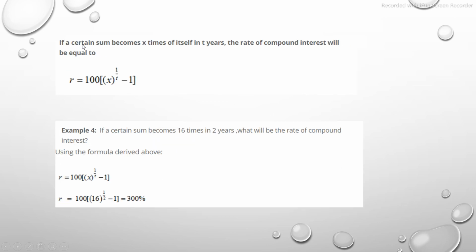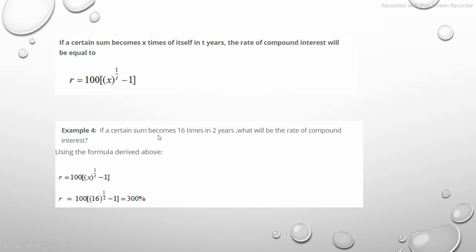And the next is, if a certain sum becomes x times of itself in t years, the rate of compound interest will be equal to r is equal to 100 into x to the power 1 by t minus 1. So if a certain amount becomes x times of itself in t years, then the rate of compound interest will be given by this formula. You can take an example.